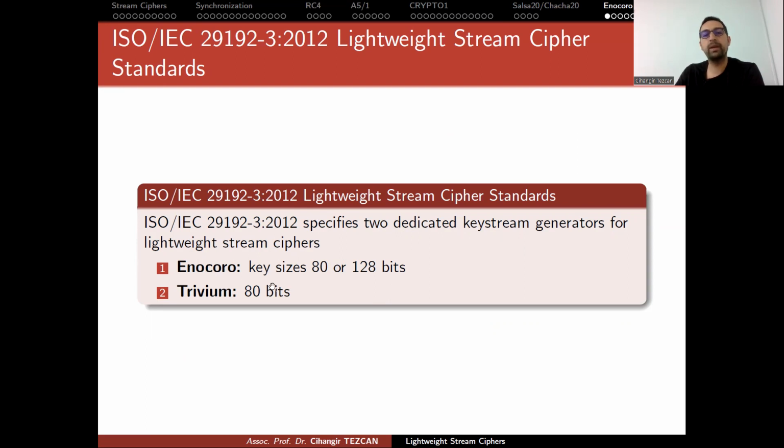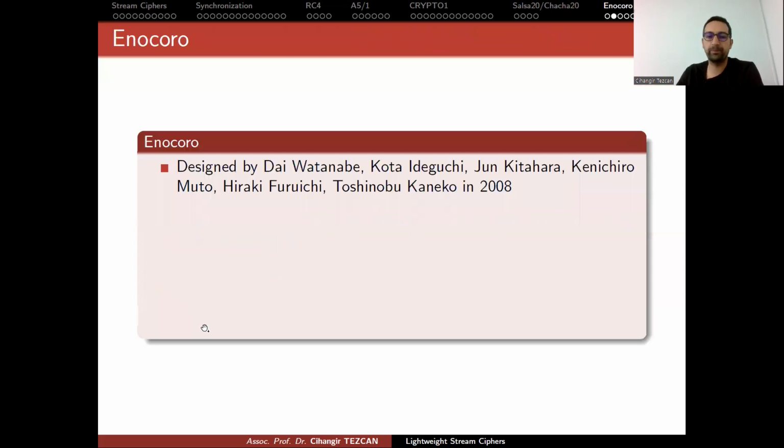First one is Enocoro. It supports two key sizes, 80-bit and 128-bit. Trivium only supports 80-bit security, but we talked about this before. 80-bit security is not acceptable in 2022. So actually, there's no reason to use these standards. I mean, if you need a very short term of security, then you may use Trivium, but that security window should be really short. Maybe you need security just for a few hours, then you can use this.